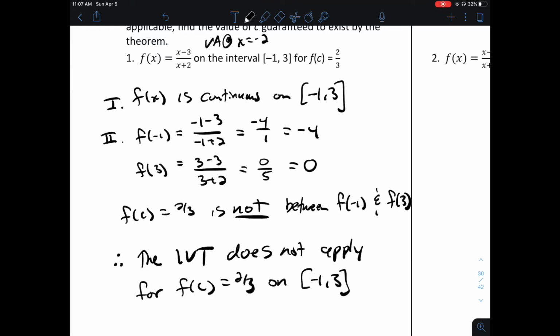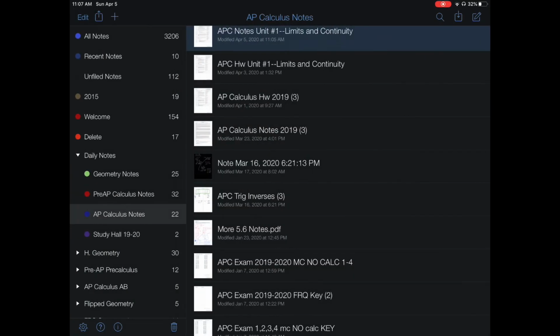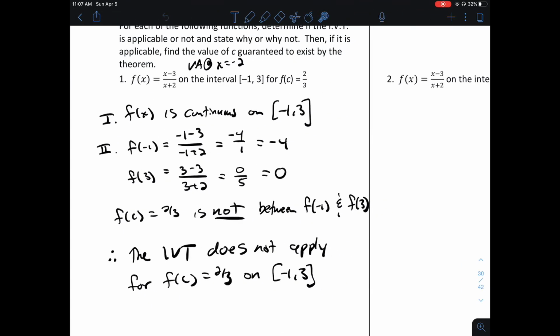Now, if we were asked a slightly different question, the same thing here, but then for f of c equals -1, the answer would be yes, because -1 falls between these numbers. How about -3? If y is -3, the answer is also yes. That number has to exist on here because this graph is continuous from -4 to 0.